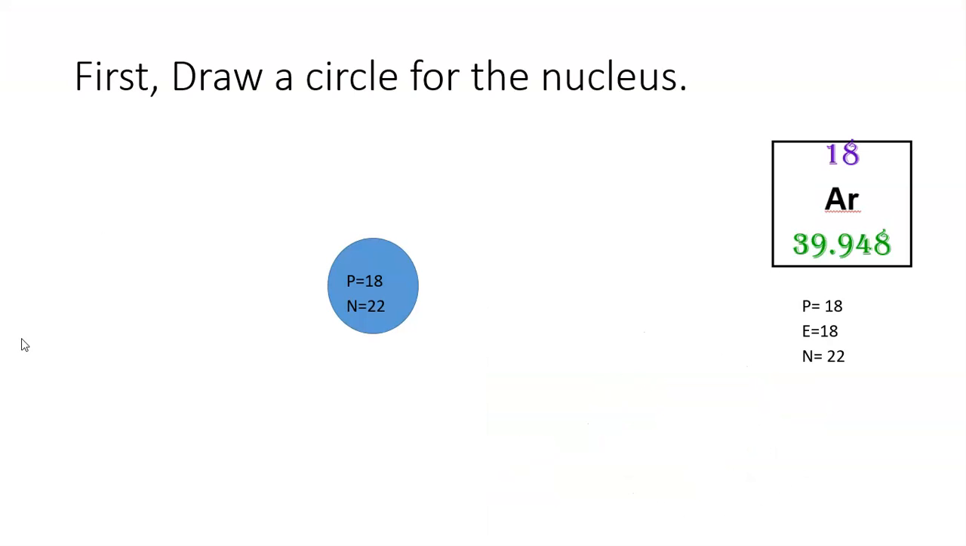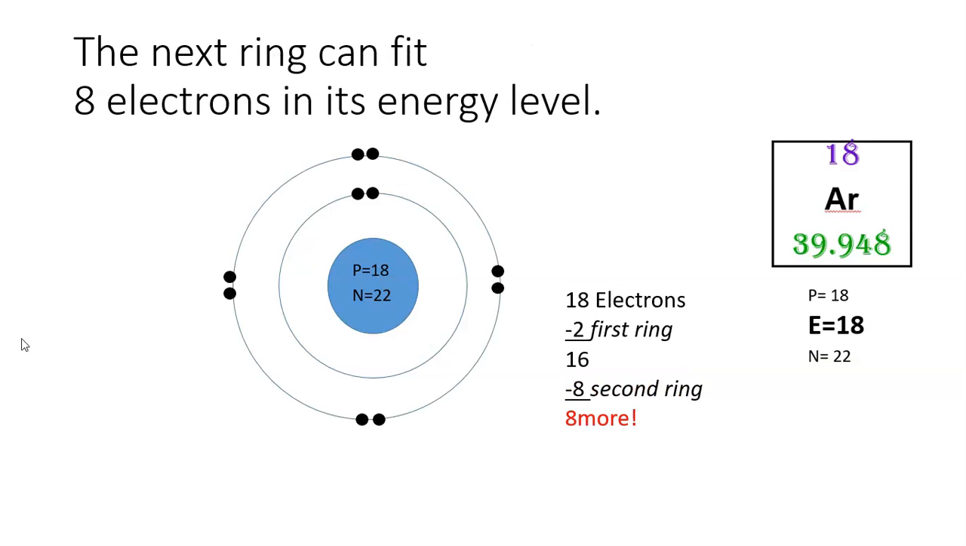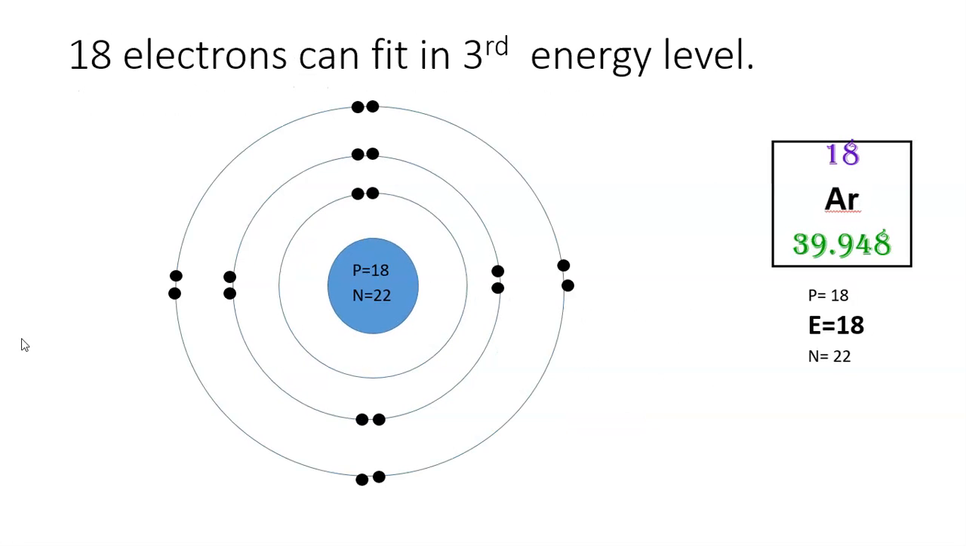So let's practice. We're going to draw a circle for our nucleus. This is for argon, which has an atomic number of 18 and mass of 39.948. So you have 18 protons, 18 electrons, and 22 neutrons. Your first energy level is going to have the 2 electrons, but you have 16 more. So where are you going to put that? You're going to put 8 on the next one, but you still have 8 more. So you add 1 more energy level, and that fills out your rings.